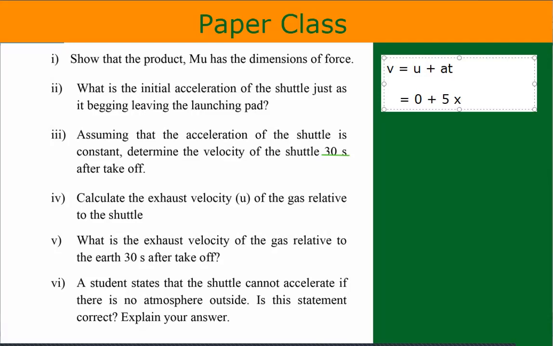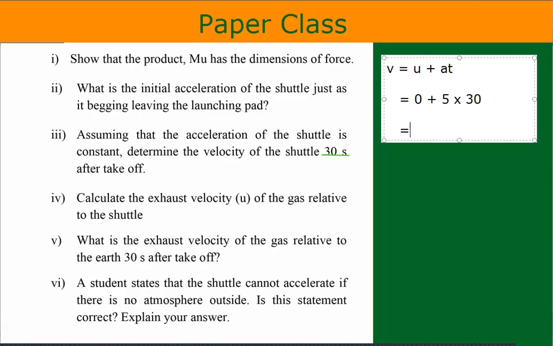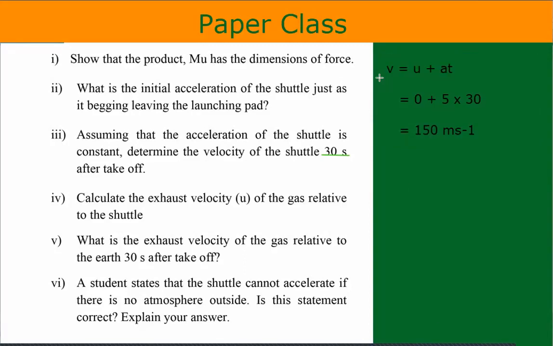So acceleration is 5. Time taken for the motion is 30. So 0 plus 5 times 30 is 150. So what is the velocity of the rocket after 30 seconds, dear? 150 meters per second, sir. 150 meters per second, right? Complete it, dear.